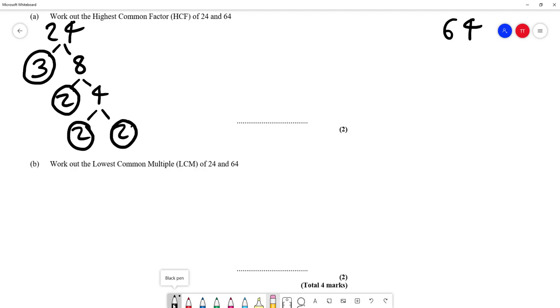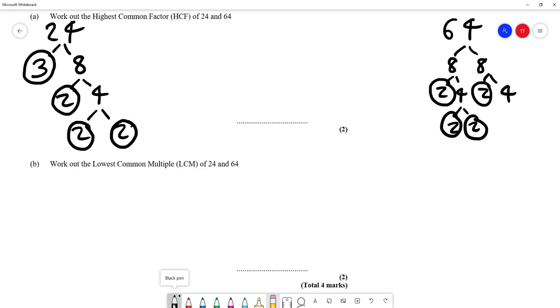Now we're going to do the same thing for 64. So 8 times 8 is 64. We can break this down to 2 and 4. So we get 2, 2, and 2. Same thing here. So we got 2, 4, 2, and 2.